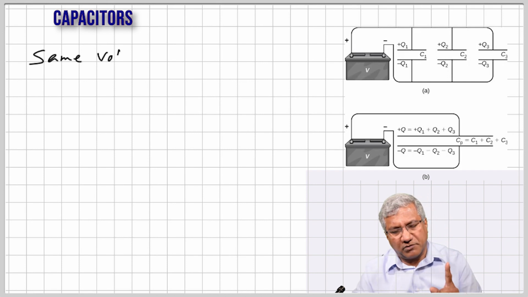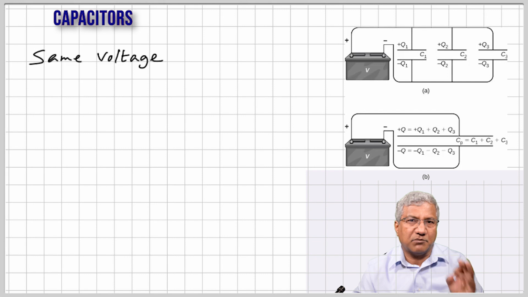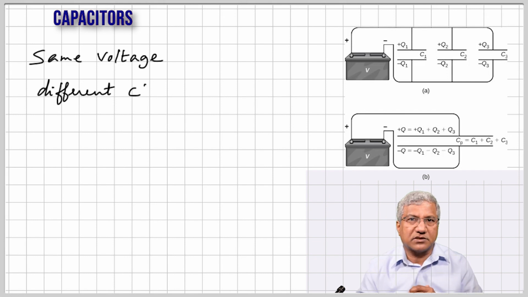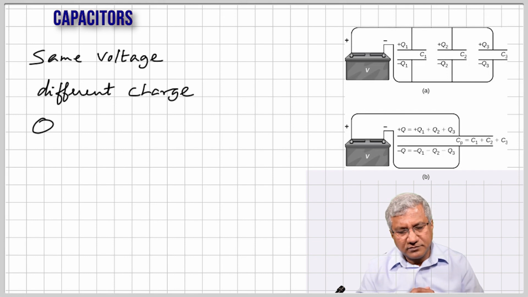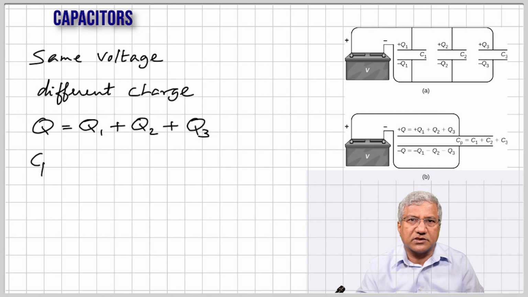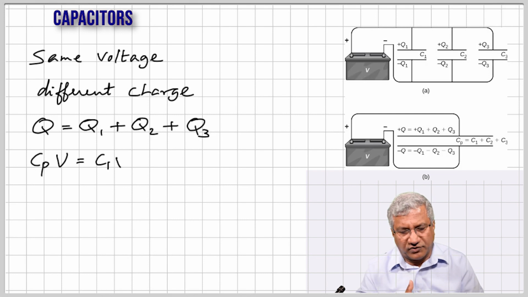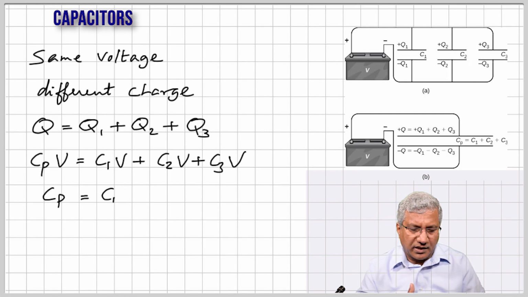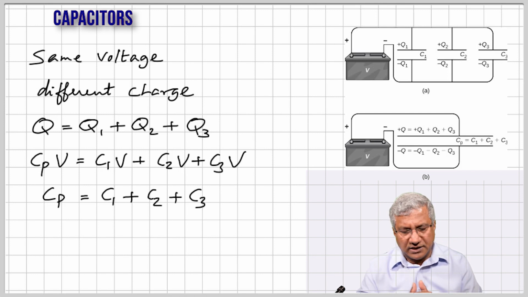So important point, remember, the voltages are the same in parallel, but the charges are different. And again, the total charge is a sum of the individual charges. But what's the formula for charge? Isn't charge just the product of capacitance and voltage? Yes. So that's why we have this. And the voltage gets cancelled. And you get C parallel is simply the sum of the capacitances.